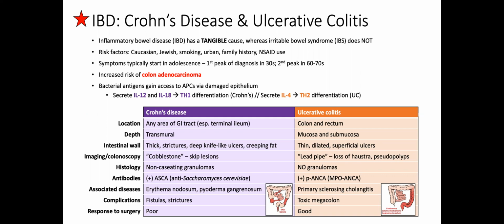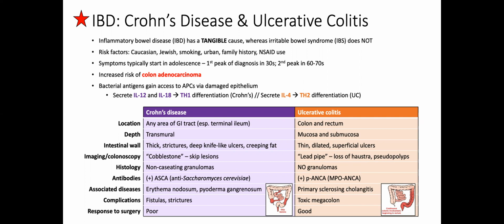So bacterial antigens have access to APCs via the damaged epithelium. They secrete IL-12 and 18, which lead to Th1 differentiation in Crohn's, and then in UC, IL-4, remember, promotes that Th2 differentiation. So Th1 with Crohn's and Th2 with ulcerative colitis. So let's look at the differences between these.